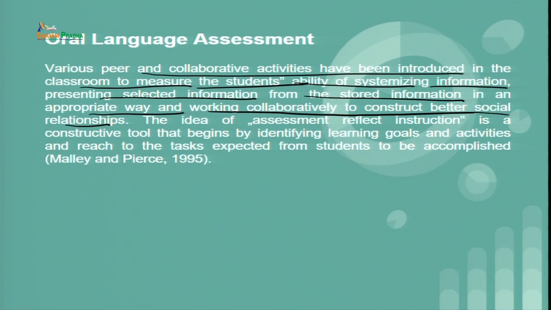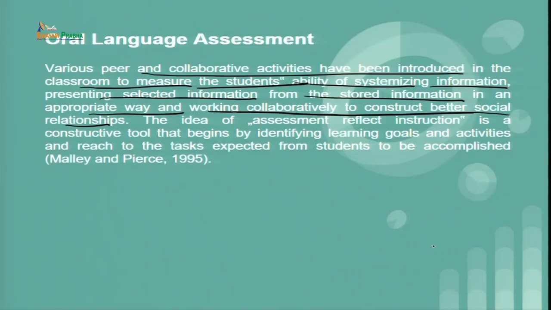So oral language assessment was difficult to conduct before. Nowadays it is easy because a large number of teachers and educators have accepted the fact that if we incorporate the task and challenging activities and peer member group formations and so on, we will be able to analyze the learners' information in a broader framework.